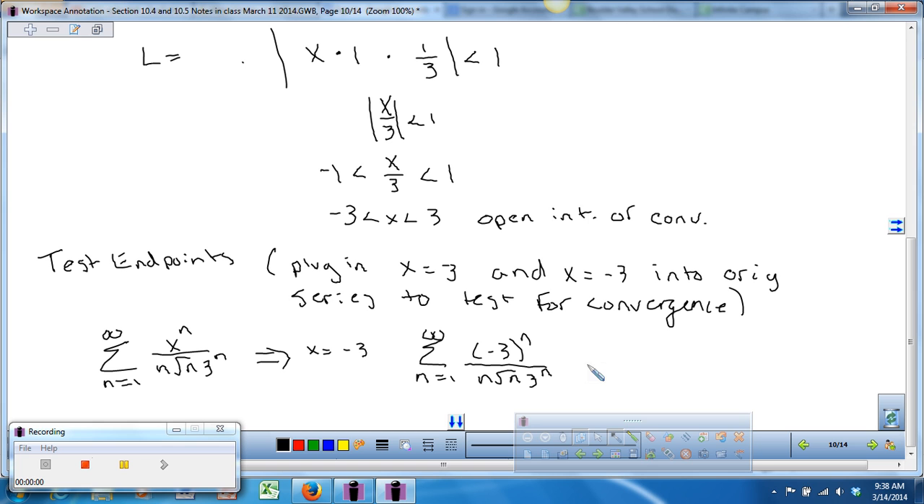All right, well now to figure out what's happening, write out the first few terms. It always helps to write out the first few terms. So when I have n to the first, I get negative 3 to the first over 3 to the first. What is that?